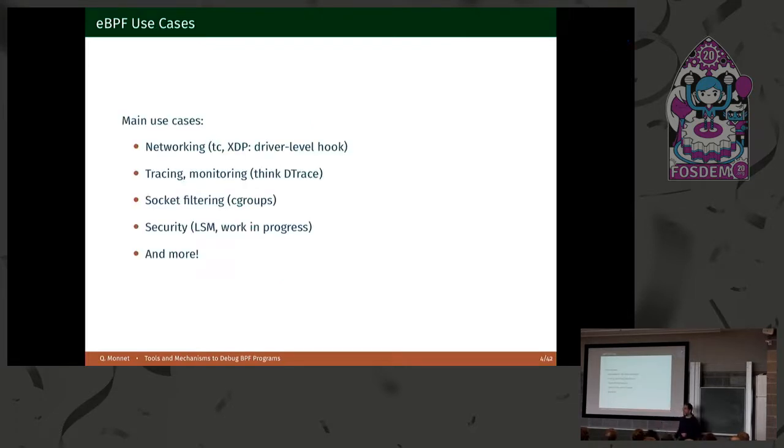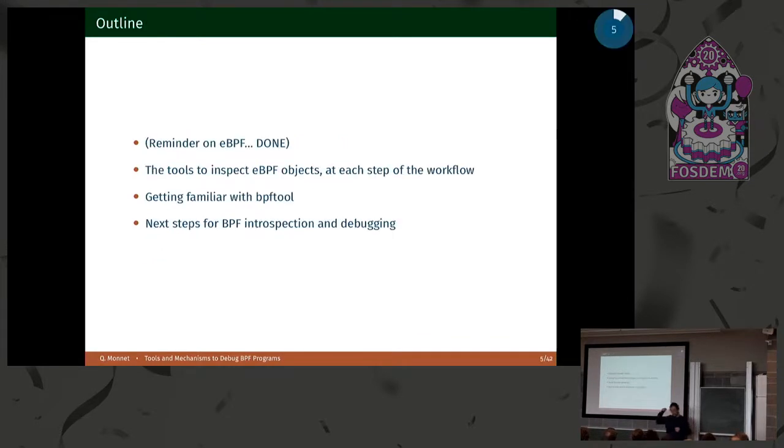So the rest of the presentation will be organized like this. So, reminder of eBPF, that's done. The tools to inspect BPF objects, so we have a number of them. I would like to introduce them in the first part for the different steps of that diagram I just showed before. And then in a second part, I'd like to make a somewhat deeper introduction to bpftool, which is used a lot to try to get some information about the objects, the BPF objects loaded in the system. So that would be programs and maps, for example. I would like also to give a brief overview of the possible next steps in terms of BPF introspection and debugging, what's being discussed at the moment in the community and what we could do.